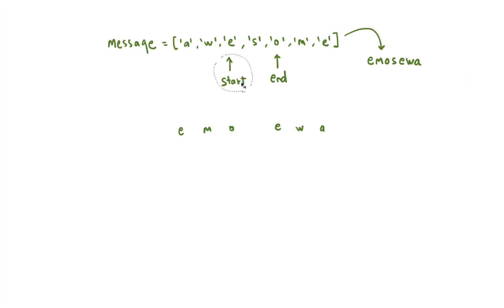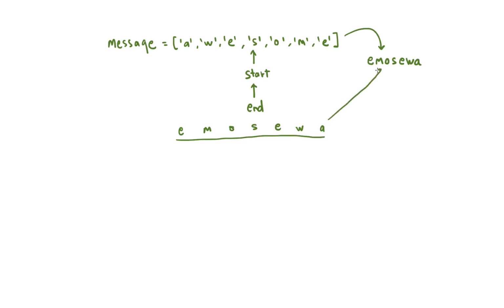Let me move it right there and move this to the left. And now both the pointers point to the same character because they overlap. Now we are not going to swap anything and we will just stop our logic, and S remains where it is, and this turns out to be our reversed message. So that's the whole logic for reversing a given message.